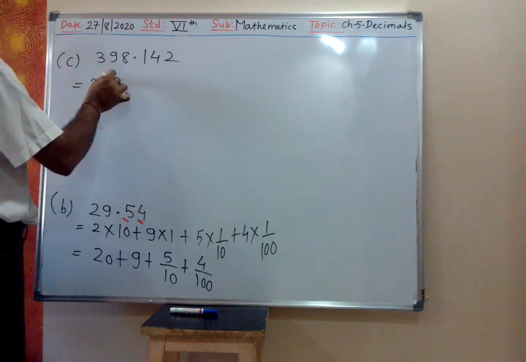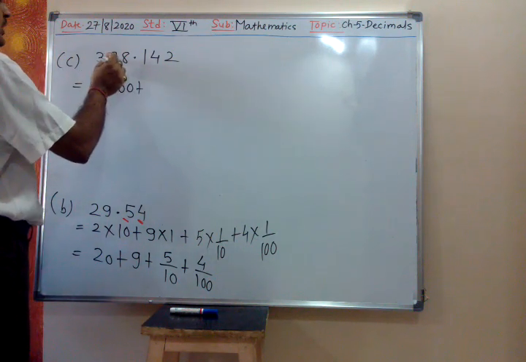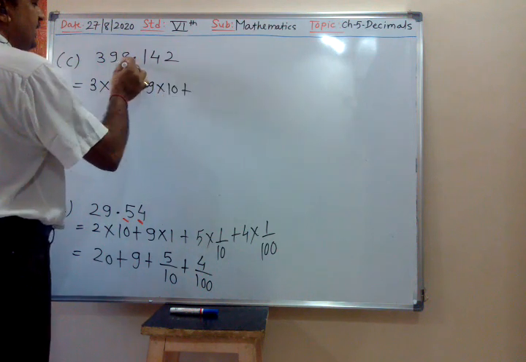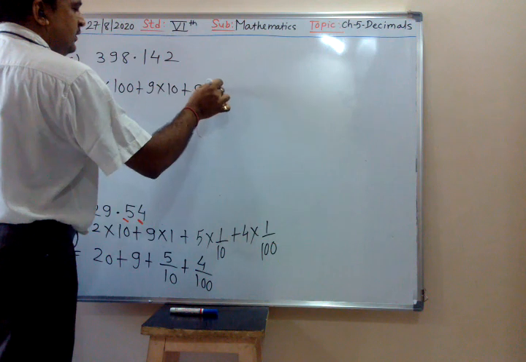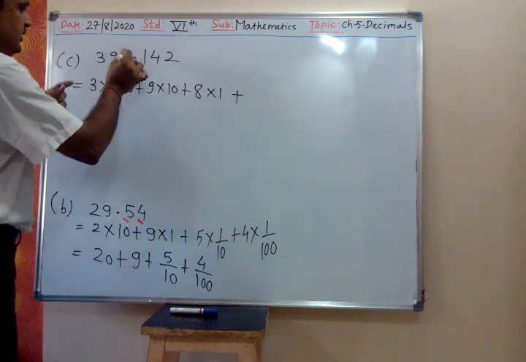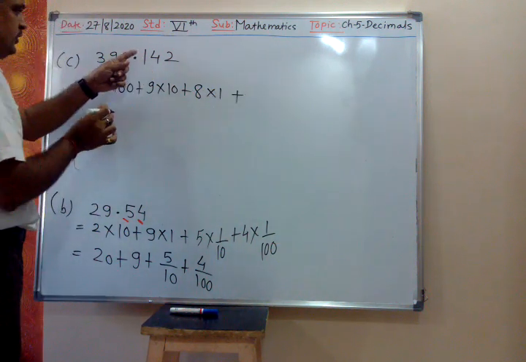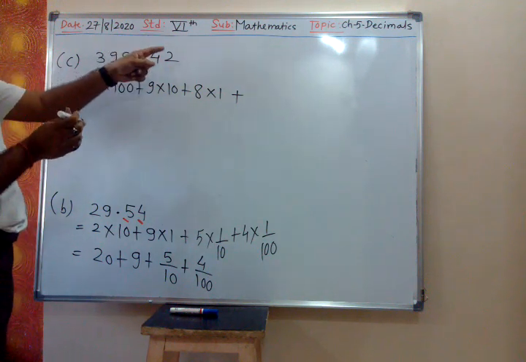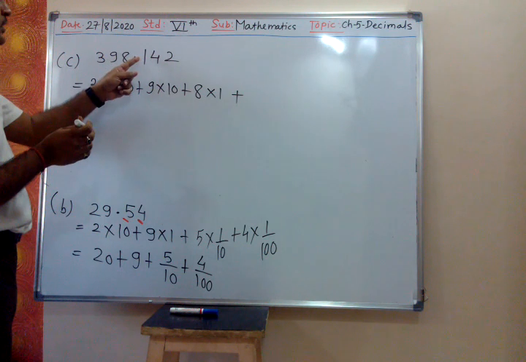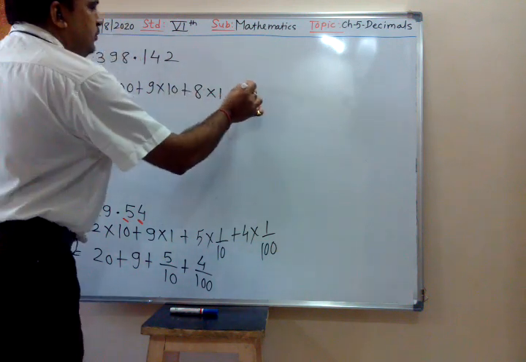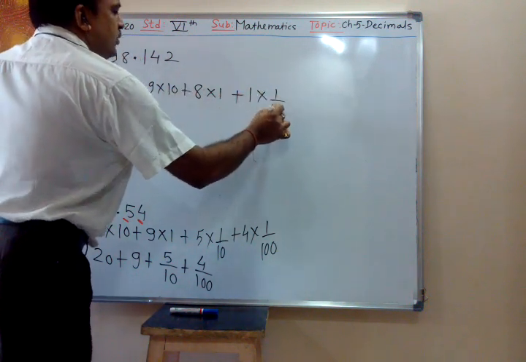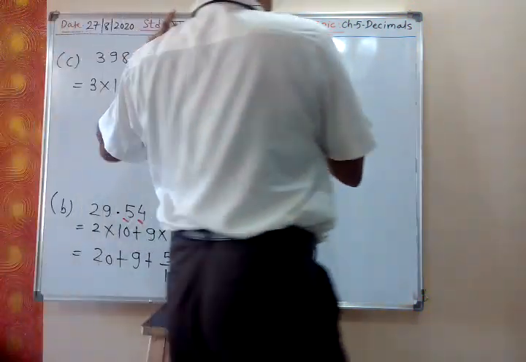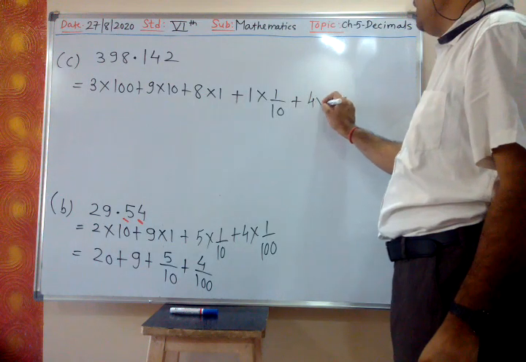So with that, 3 into 100. The position of 9 is 10, so 9 into 10. The position of 8 is ones, so 8 into 1. Now plus, after decimal, this 1 is at the tenths place, 4 is at the hundredths place, 2 is at the thousandths place. So 1 is at the tenths place, so we write 1 into 1 upon 10. Now the position of 4 is the hundredths place, so 4 into 1 upon 100.